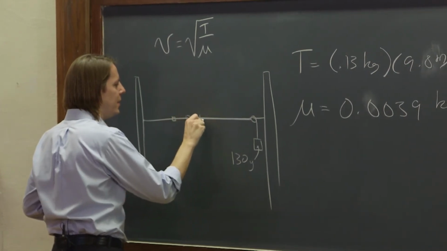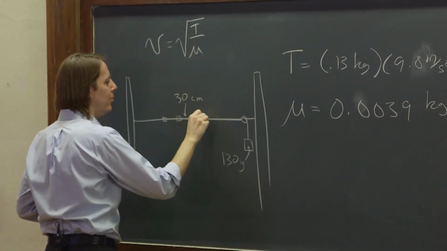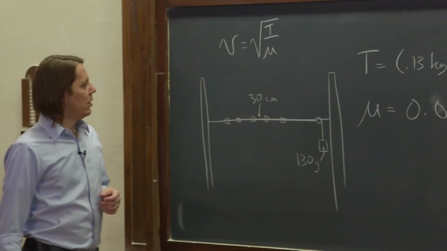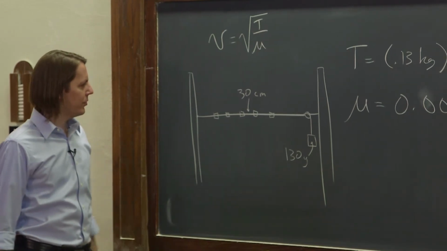Okay? And I've also put little flags on here. And they're spaced every 30 centimeters. I believe there are, yeah, there's 5. So you're going to be able to use that to see how fast the wave pulse goes by. So here, have a look at the string. You can see what I'm talking about.